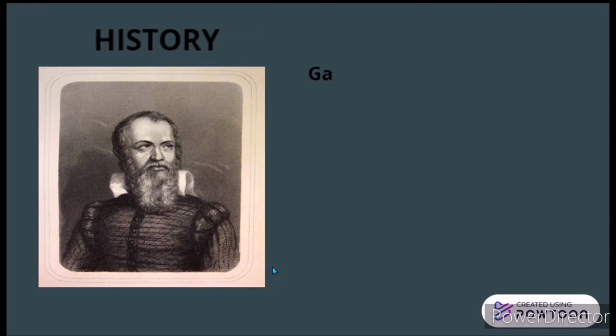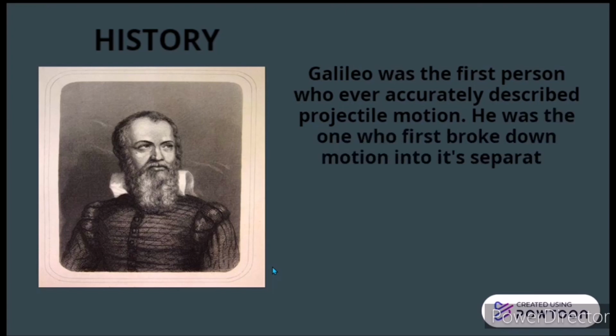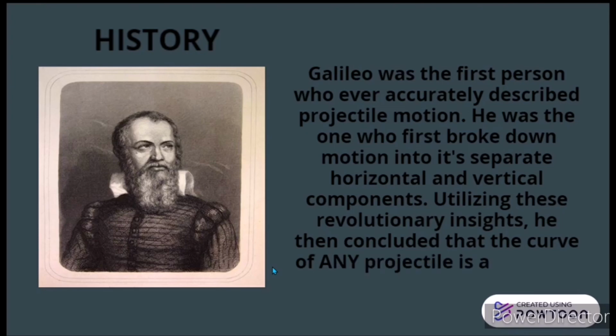History of projectile motion. Galileo was the first person who ever accurately described projectile motion. He was the one who first broke down motion into its separate horizontal and vertical components. Utilizing these revolutionary insights, he then concluded that the curve of any projectile is a parabola.